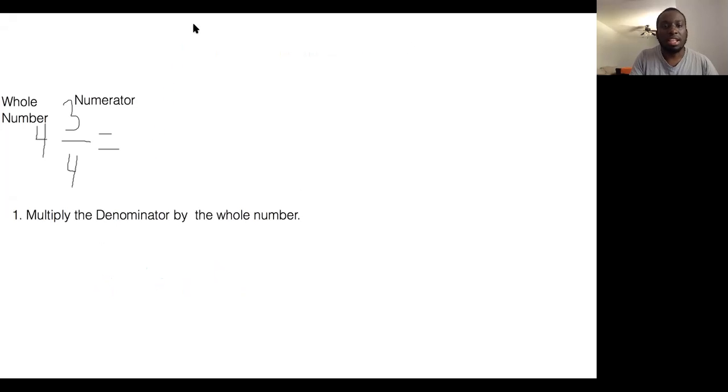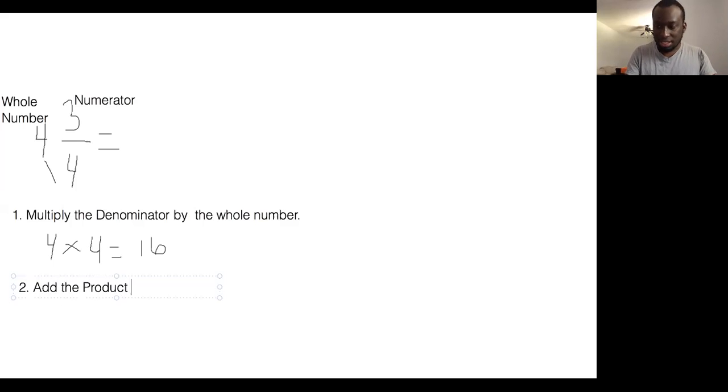So again, I'm going to multiply my denominator, which is 4, times my whole number, which is 4. And it's going to give me 16. Step 1 is complete. Step 2 is add the product to the numerator. To the numerator.